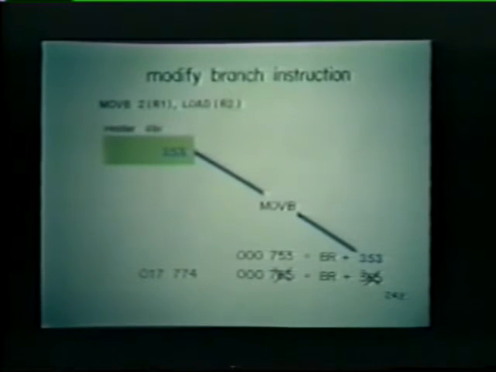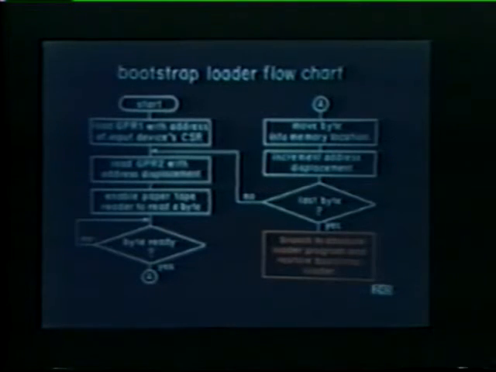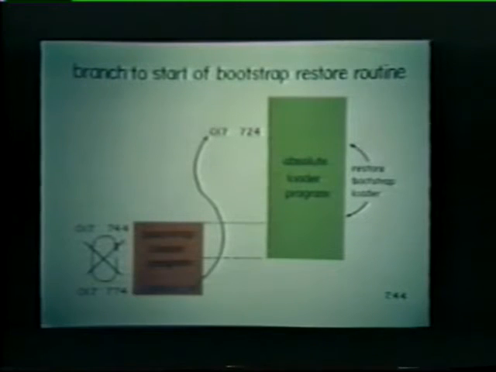Let's see where this new offset value directs us. The end result is that we now branch to the Absolute Loader program and restore the Bootstrap Loader program. Thus, the modified branch instruction directs the processor to location 017724. The processor now executes the absolute loader program in order to restore the bootstrap loader program to its original keyed-in condition.